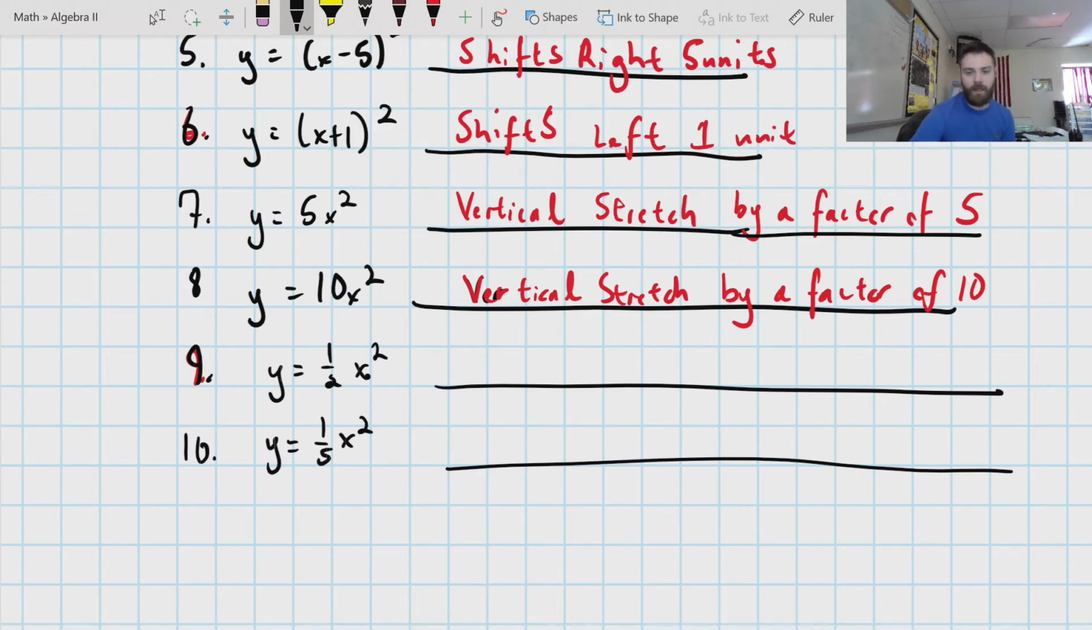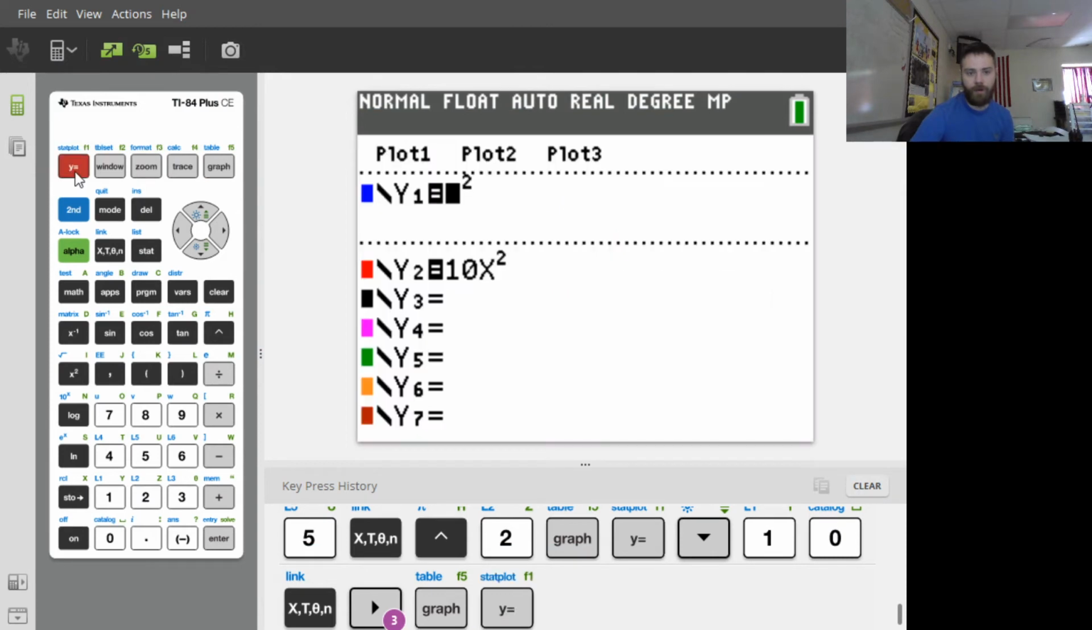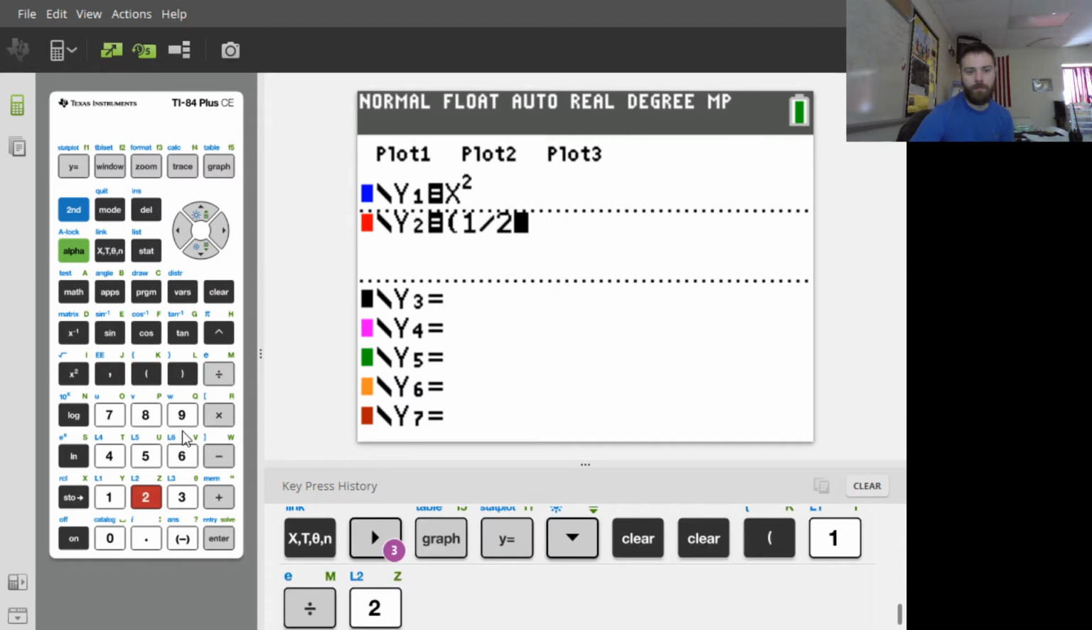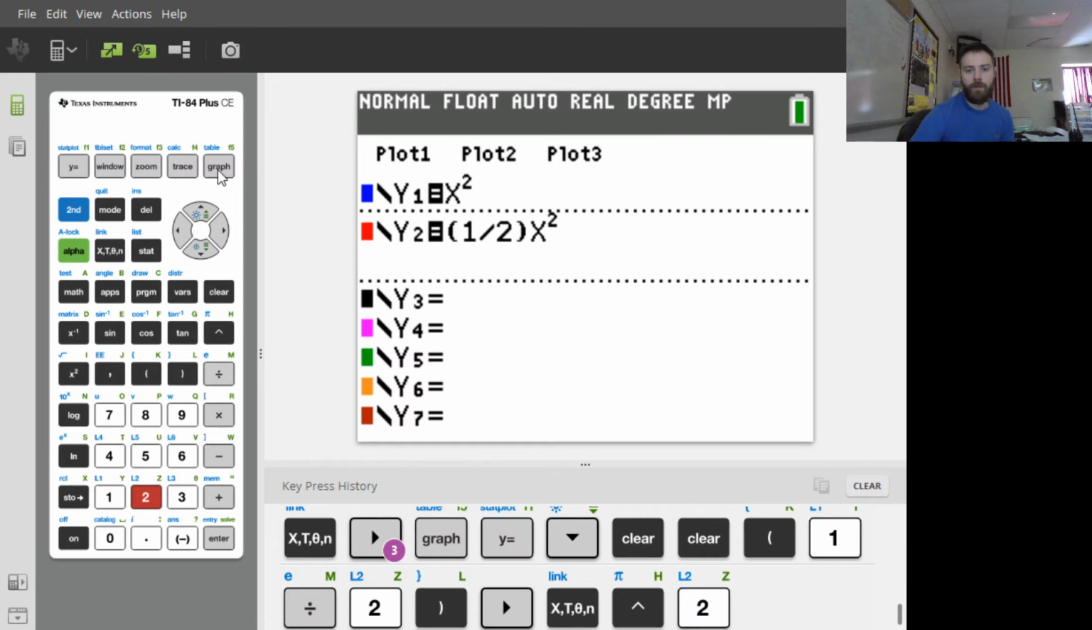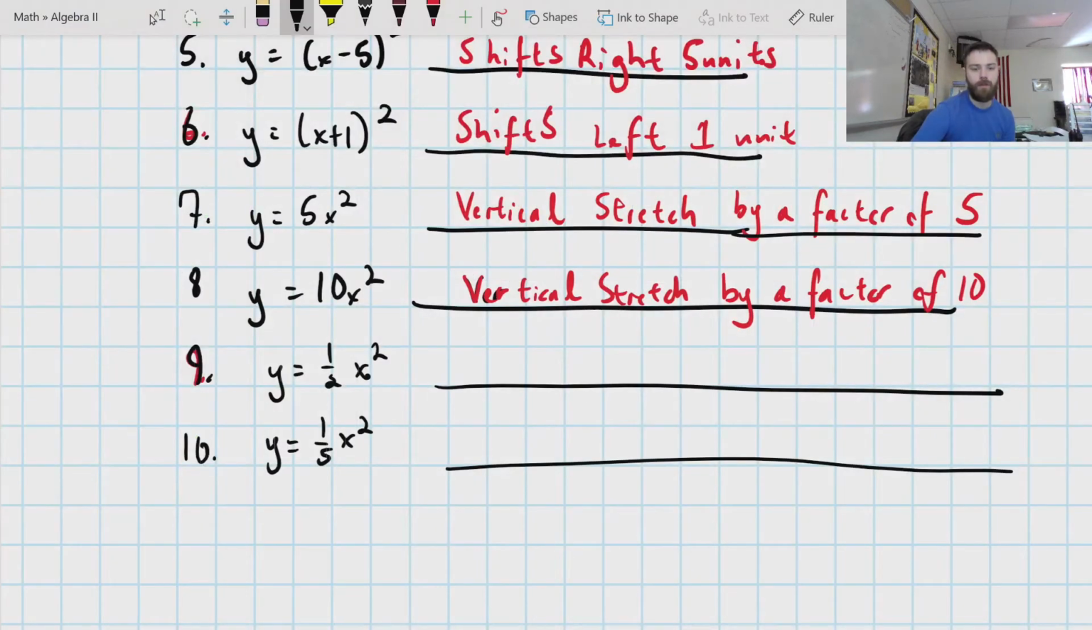So I type these into the graphing calculator, do 1/2 first, and then do 1/5. So if I take a look at that, it seems to get wider, and this is like smushing it. So it's not a vertical stretch, it's a vertical compression. Okay? So it's a vertical compression by a factor of 2.